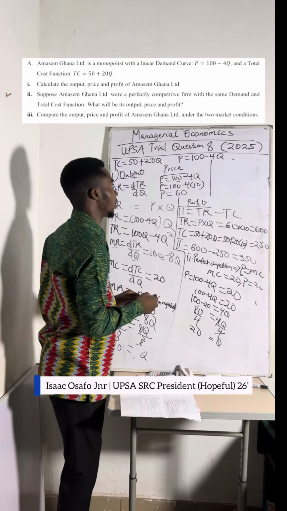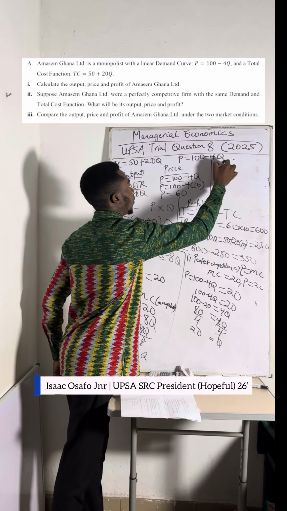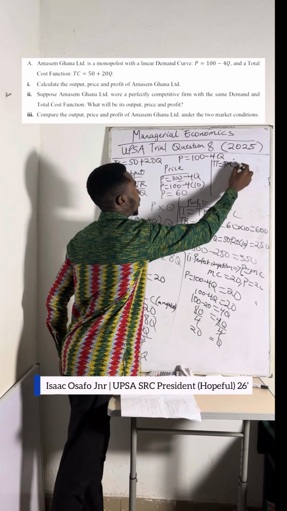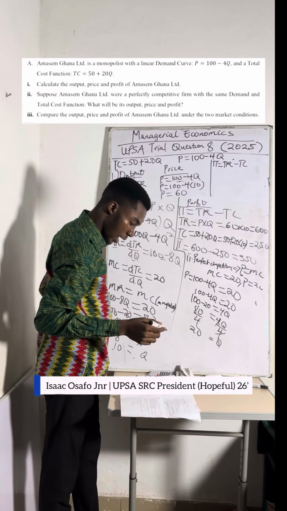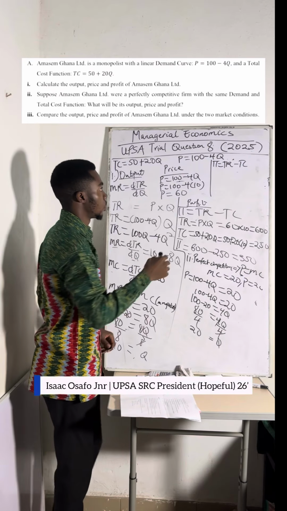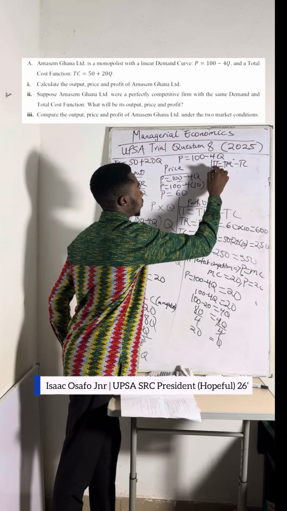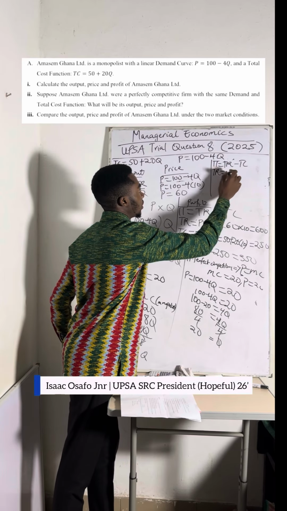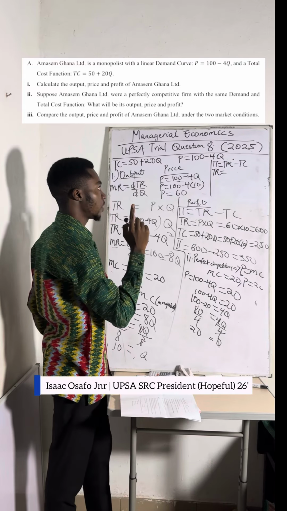Okay, let me do it here. So now we know our profit is equal to total revenue minus total cost. Remember, we are still on II, and we are now talking about a perfect competitor. Do you get it? So now let's find our total revenue first. So our total revenue is the price times quantity for the perfect competitor.